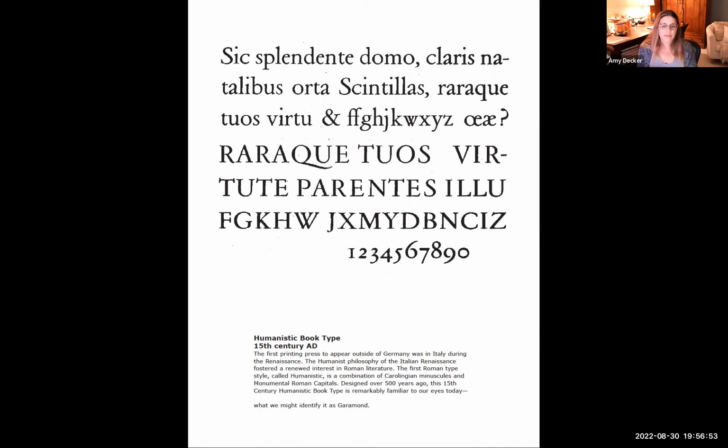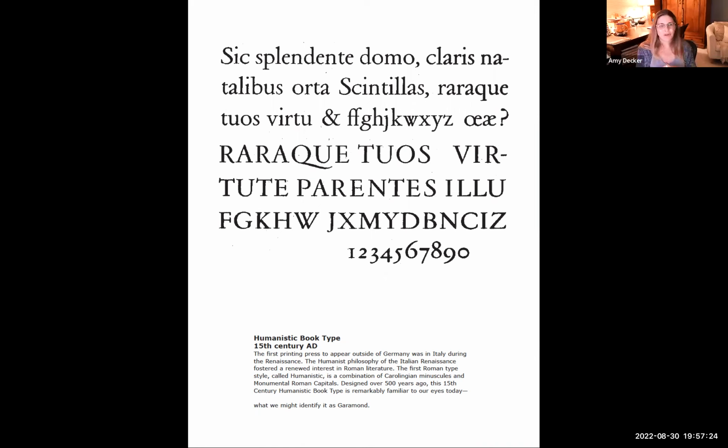And so this is the first Roman type style called humanistic. It's a combination of Carolingian minuscules and monumental Roman capitals designed over 500 years ago. This 15th century humanistic book type is remarkably familiar to our eyes today because most of our books are printed in the typeface Garamond, and this Carolingian minuscule and monumental capitals combination is essentially what we call Garamond today.